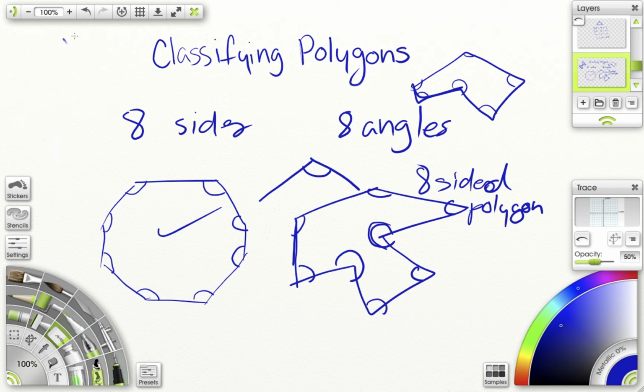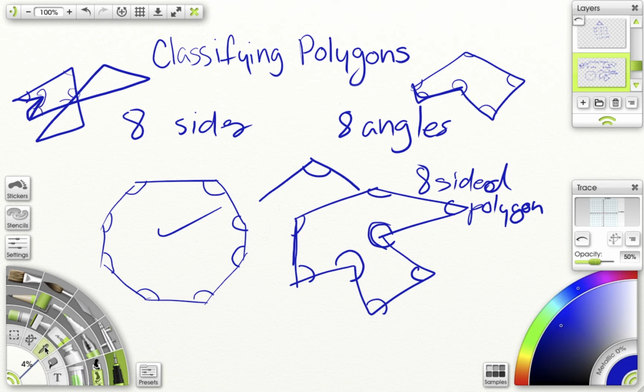The reason I explain this is because when you have so many sided shapes, if the lines cross over each other, as in, let's say I'm going to do another 8-sided shape. 1, 2, 3, 4, 5, 6, 7, 8. So this is a really wacky shape, but it only has 8 sides. 1, 2, 3, 4, 5, 6, 7, it has way more than 8 angles.